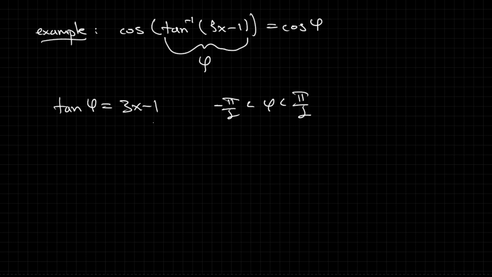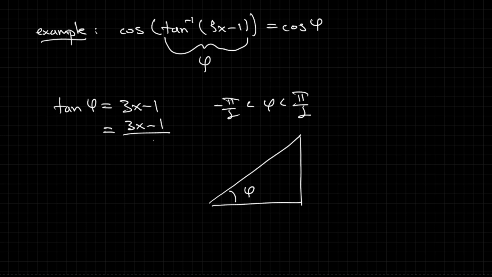So I know that tangent phi is 3x minus 1. And so if I draw a triangle here with an angle phi, I want to draw this triangle such that the tangent of this angle is 3x minus 1. And it may help when you do problems in this particular way to rewrite your right-hand side as a fraction. So if tangent of phi is 3x minus 1 over 1, remember tangent of an angle is opposite over adjacent. So that means that this opposite side is 3x minus 1 and this adjacent side is 1. So this triangle that I've drawn is a triangle such that tangent of phi is 3x minus 1 over 1.